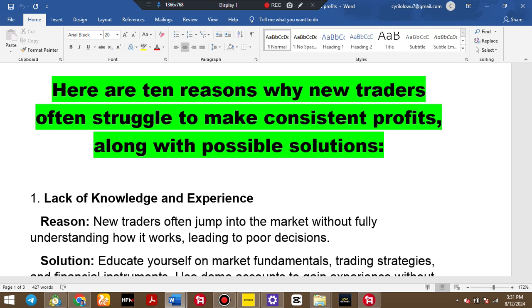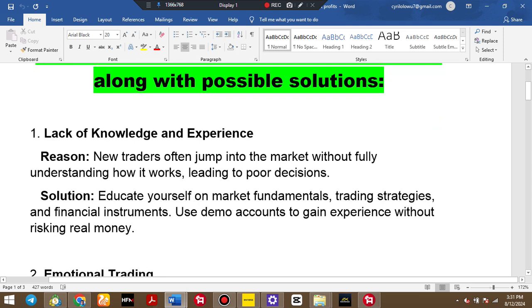So, the first thing is lack of knowledge and experience. Many traders out there, whether you are using your mobile phone or your laptop, whether you are trading forex, synthetic indices, or the crypto market, the first problem is that the majority of new traders, or many traders who are not making profit consistently, first lack knowledge and experience.